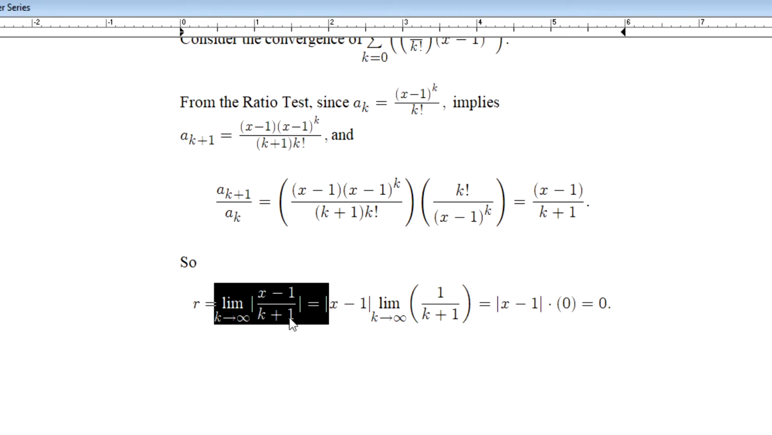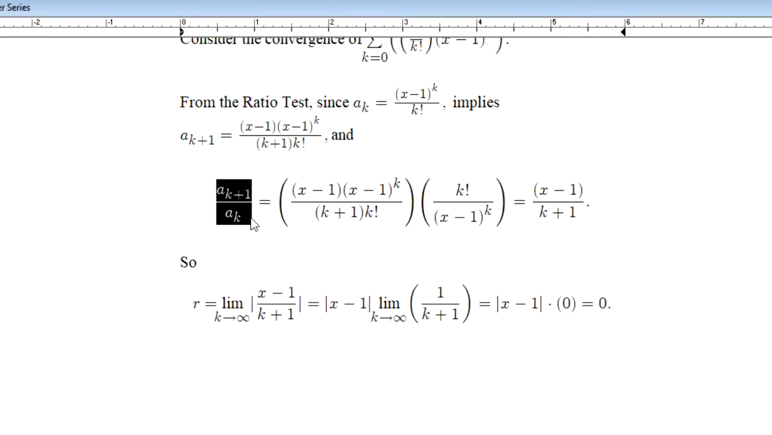for this quantity, the absolute value of x minus 1 over k plus 1, the absolute value of a sub k plus 1 over a sub k. That absolute value is only going to apply itself to x minus 1. With regards to k plus 1, k is always greater than 0. It starts at 0 and gets bigger, so it's never really negative in value where those absolute values are needed. So the absolute values really only apply to the x minus 1, right?